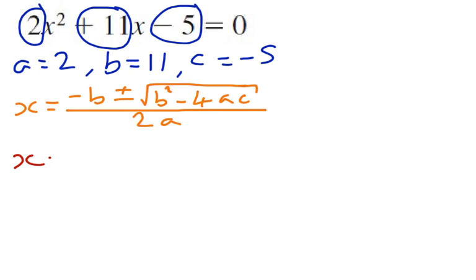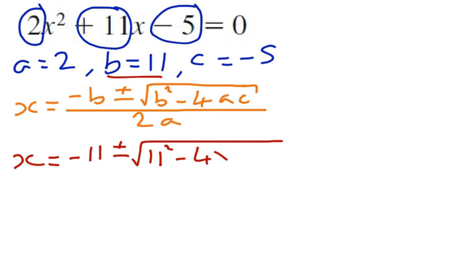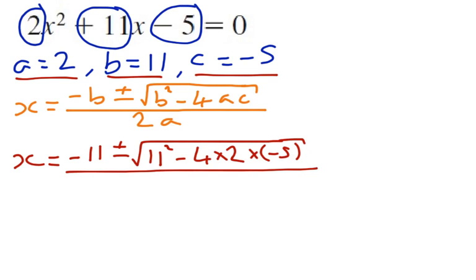Okay, so now we substitute in our values. So we have x equals minus b, well b was 11, so it's minus 11, plus or minus the square root of, b was 11, so that's 11 squared, minus 4 times a, which was 2, times c, which was minus 5, and all of that is over 2 times a, which is 2.